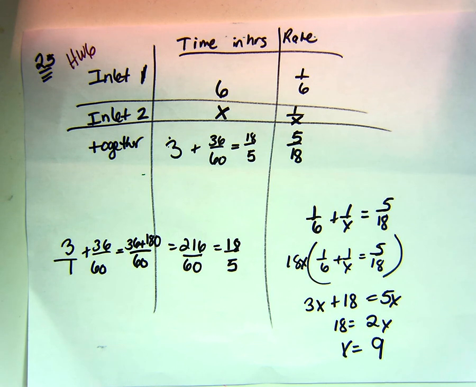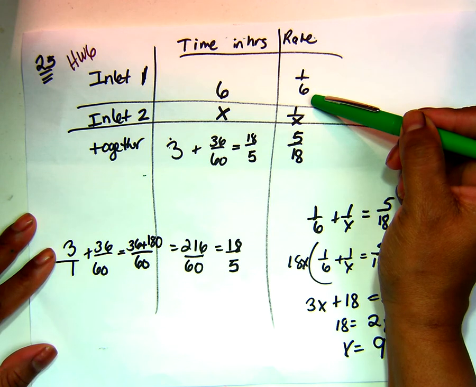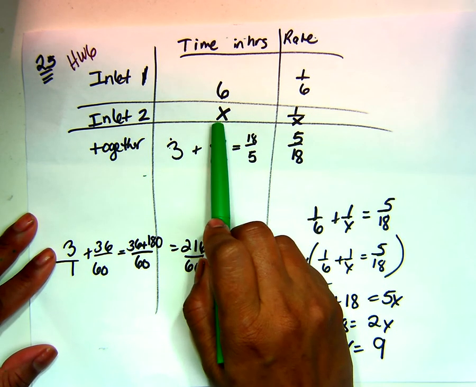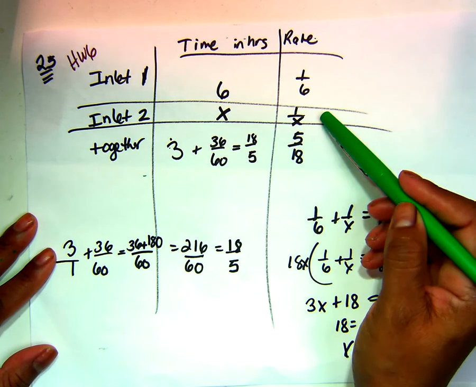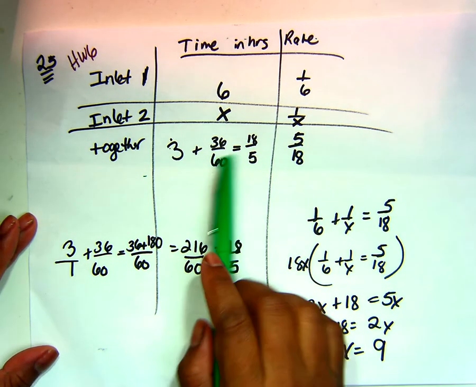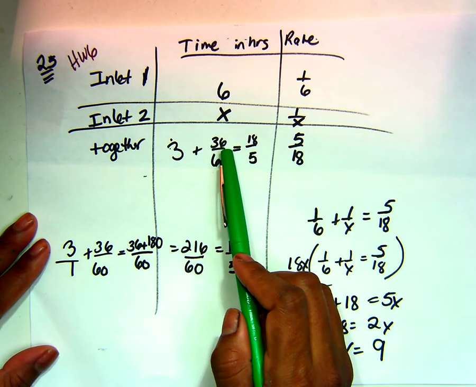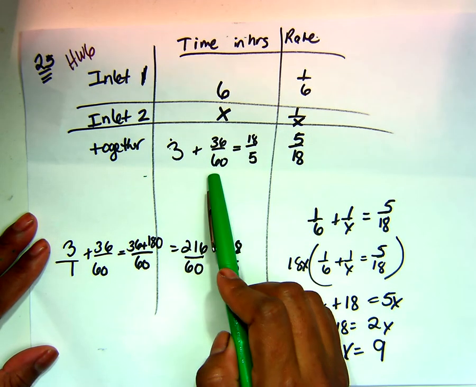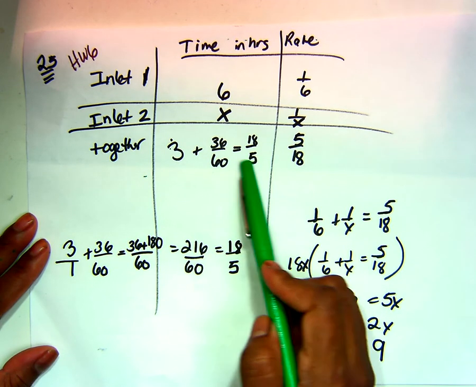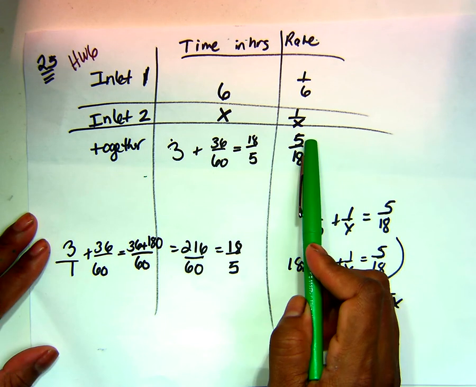So if I know it took me 6 hours, I'm going to rewrite it and have my rate as 1 over 6 because our rate is pertaining to time. Inlet 2, we don't have a clue what that is, so that's going to be our unknown. So again, it's going to be a ratio, 1 over 8. Now together, we know we have a total of 3 hours and 36 minutes. Because we're dealing with hours, we know 1 hour is 60 minutes, so you got 36 over 60 equals 18 over 5. This is given to you. So right here, we're going to flip it, and we're going to have a ratio.